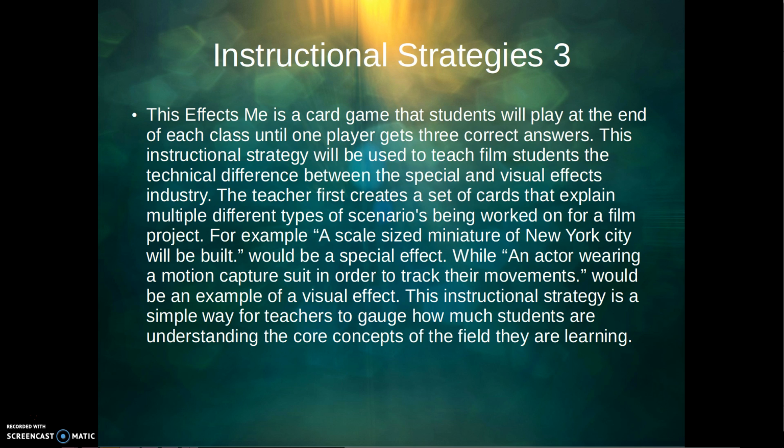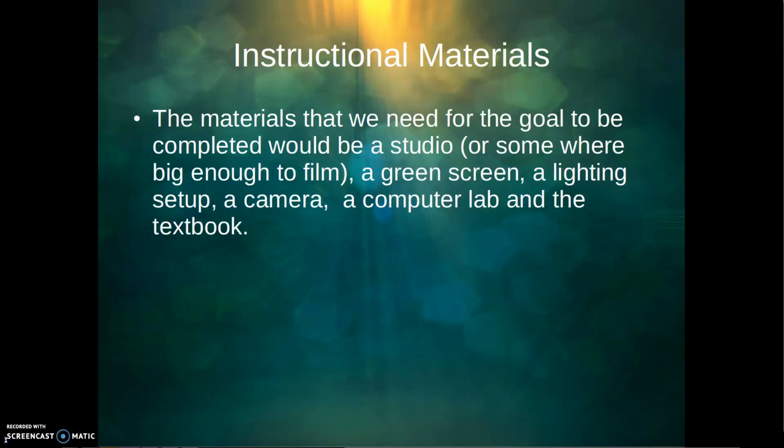The teacher first creates a set of cards that explain multiple different types of scenarios being worked on for a film project. For example, a scale-size miniature of New York City being built would be a special effect, while an actor wearing a motion capture suit in order to track their movements would be an example of a visual effect. This instructional strategy is a simple way for teachers to gauge how much students are understanding the core concepts of the field they are learning.